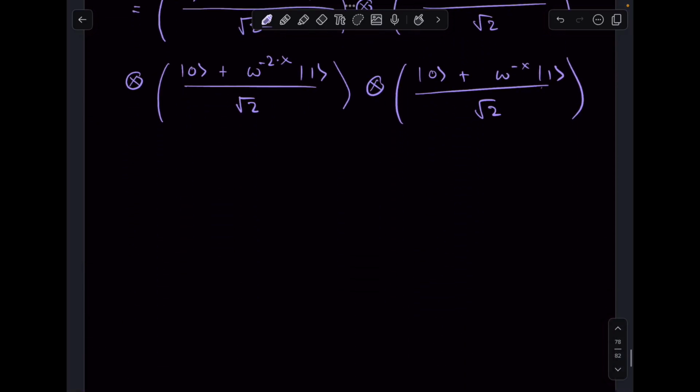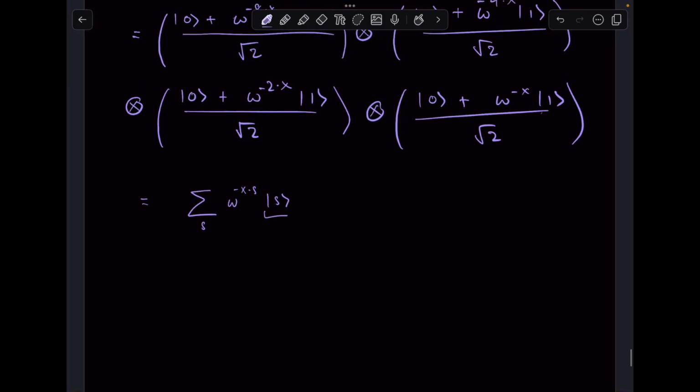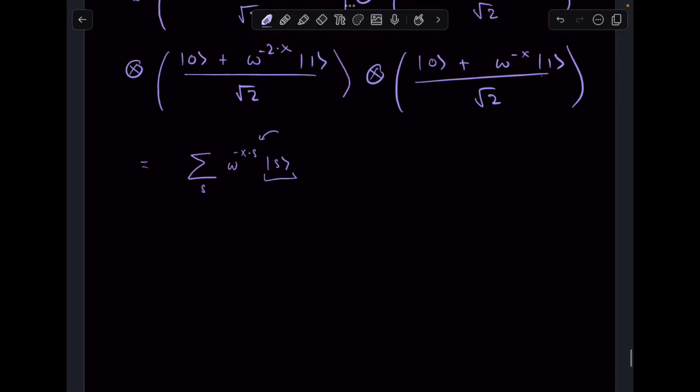So in particular, we want to show that this thing is a linear combination of basis states, which we'll index by s, of the 16th root of unity to the minus x times s of s. So one thing to take note of is that for each term in this sum, we encode it into the exponent of this root of unity. And let's examine this thing bit by bit.